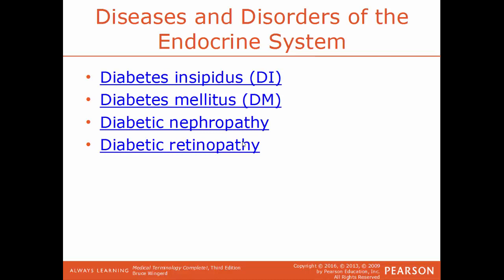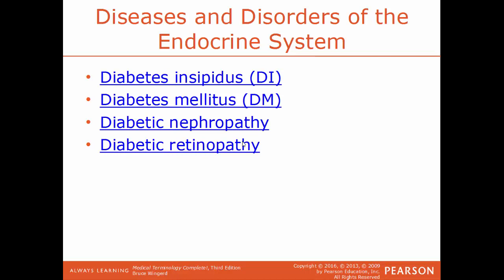So this will cause excessive urination and extreme thirst. And diabetes mellitus, or DM, is what most people think of when you hear the term diabetes, type 1 and type 2 diabetes. That is diabetes mellitus. That is due to insulin either not being produced by the pancreas or being produced but not being able to enter the cells to be used.